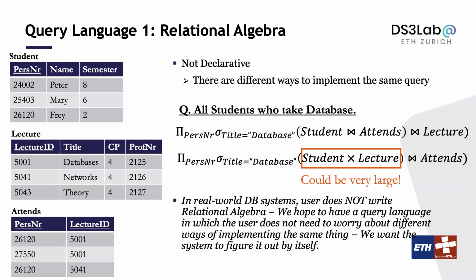In real-world database systems, users actually do not write relational algebra. We hope to have a query language in which the user doesn't need to worry about different implementations, because which implementation is best is not only a function of the semantics of the query, but also the distribution of your data. If you ask a human to do that, that's almost setting your user up for failure. It's very difficult to do. We want a query language that is declarative, that tells the database at a high level what I want instead of how to get it. That is our goal, and that is what you are going to write in a real database system.